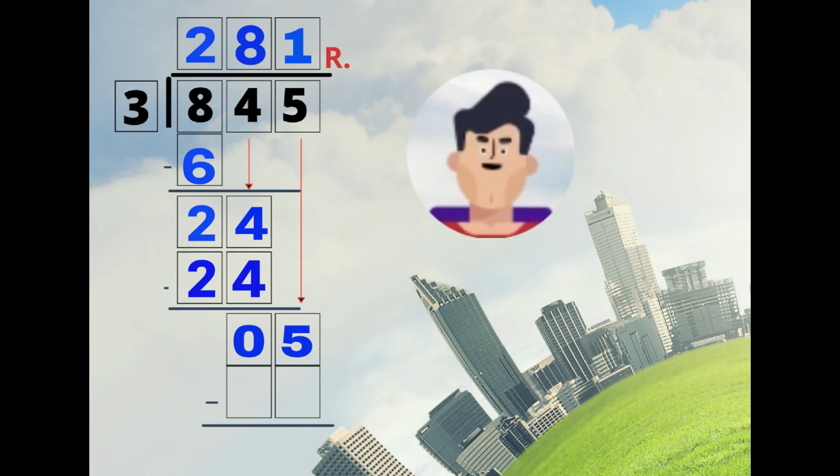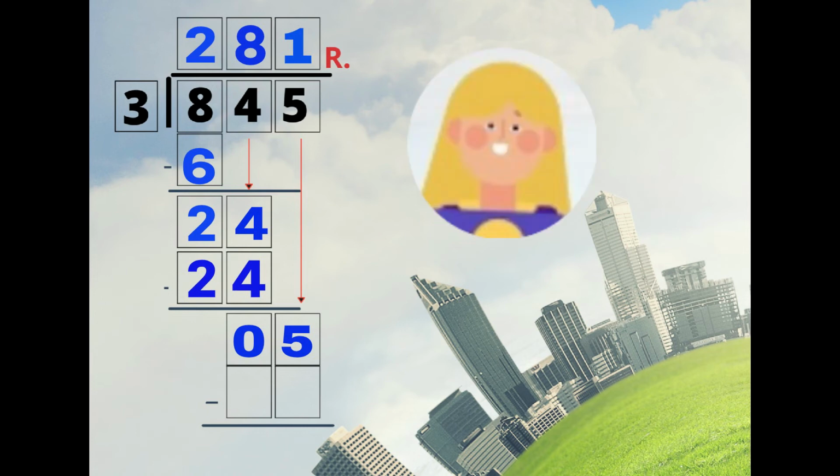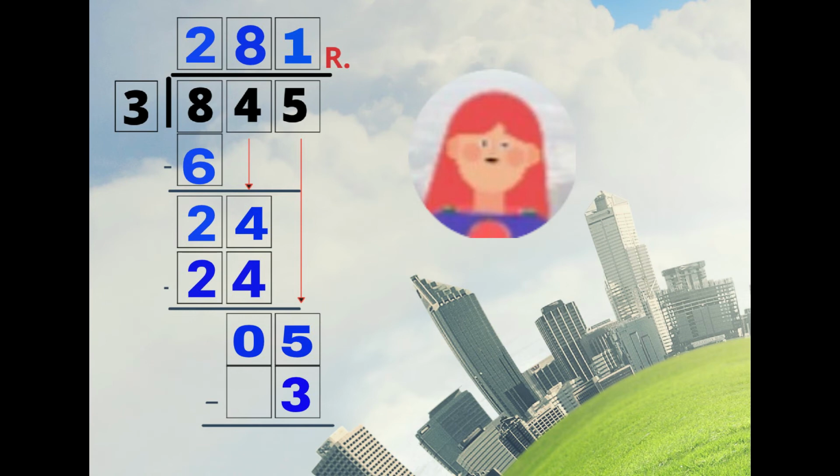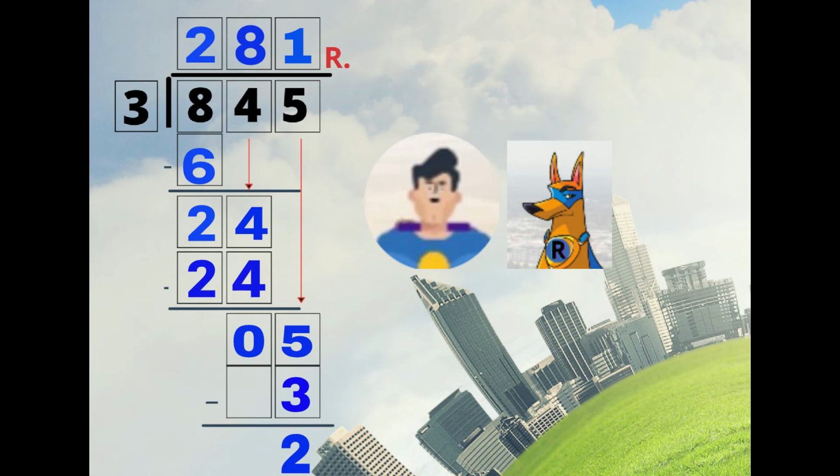I divide 5 by 3. There is one group of 3 in 5. I multiply 1 times 3 and write 3. I subtract 3 from 5 and write 2. Rover reminds me to bring up the remainder.